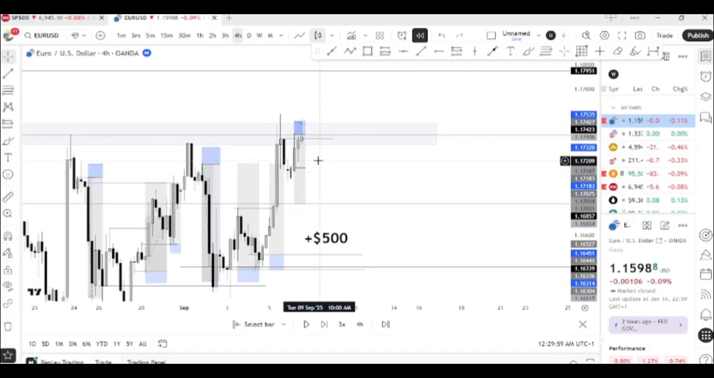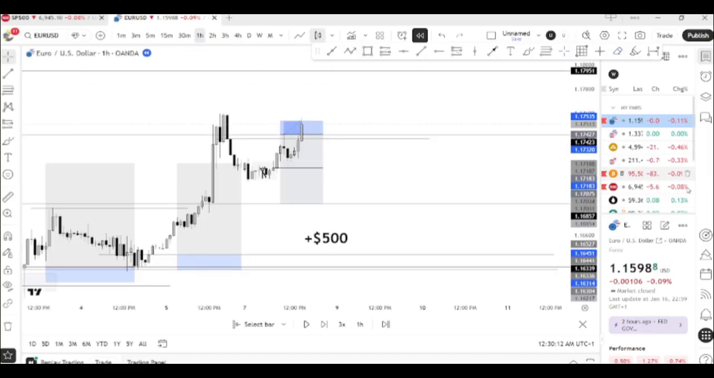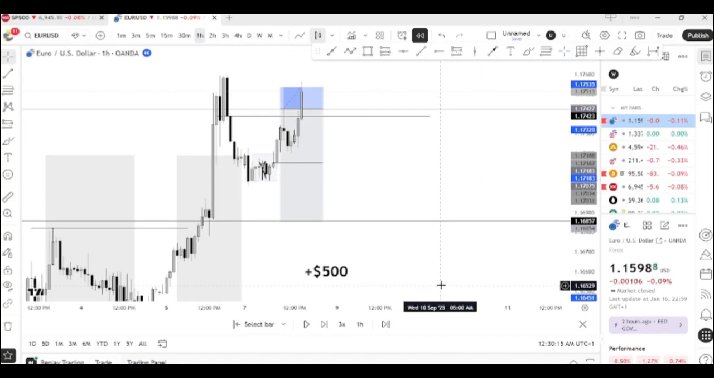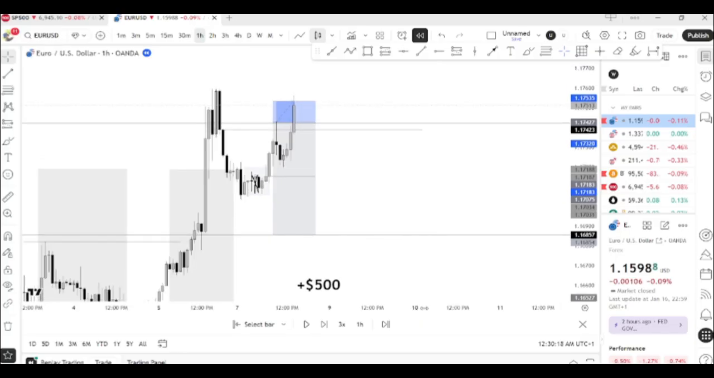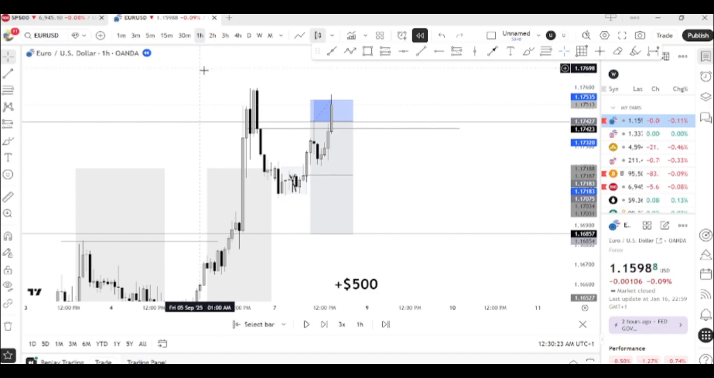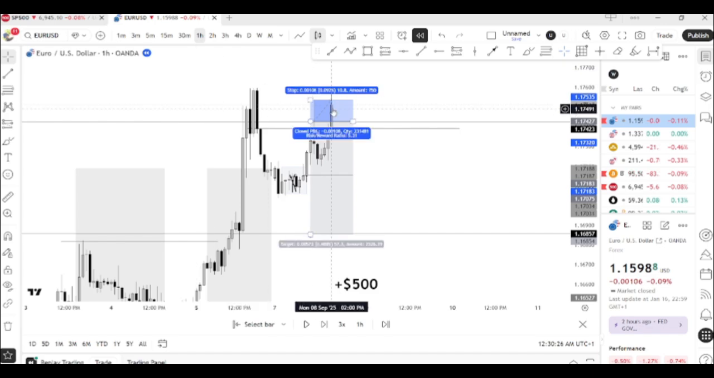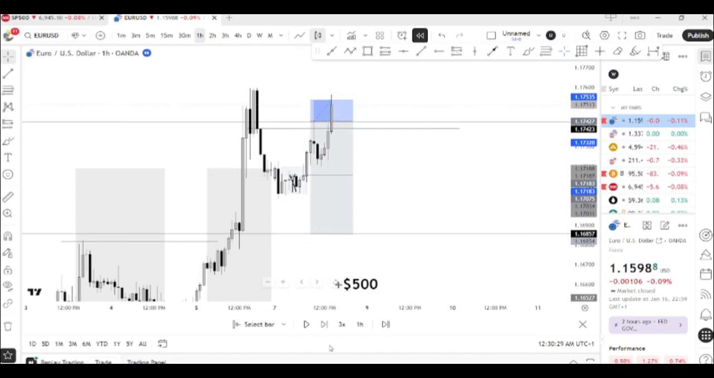Okay, so we have a break here. I think let me remove this. So I think the next thing we should do now is this. Now let's watch closely and just see what price is going to do.